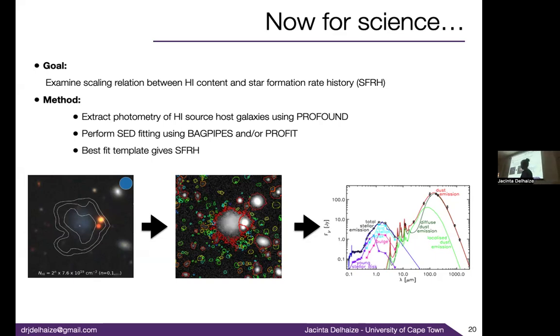So for example, here you take your detection of H1, you go and find the optical galaxy, you measure the photometry in every band, you then fit the SEDs, and the best-fit template SED will correspond to a given star formation rate history, and then you look at the relationship between its H1 mass and its star formation rate history. So that's ongoing work that Leia is doing at the moment. She's busy extracting all the photometry and doing the fits.